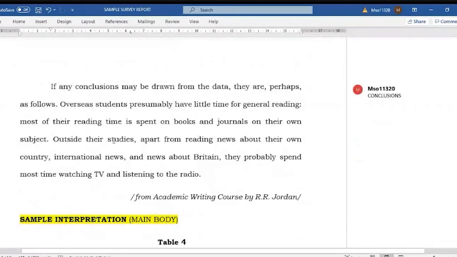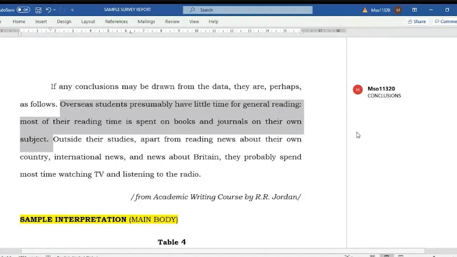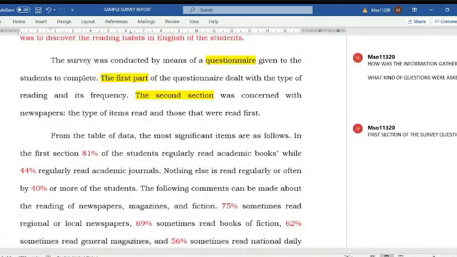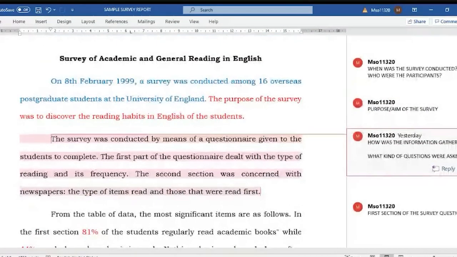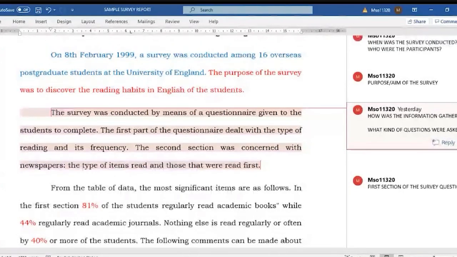Let's proceed to the conclusion. If any conclusions may be drawn from the data, they are perhaps as follows. Overseas students presumably have little time for general reading. Most of their reading time is spent on books and journals on their own subject. So let us go back to the purpose or the objective of the study.